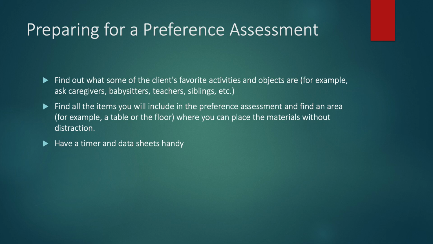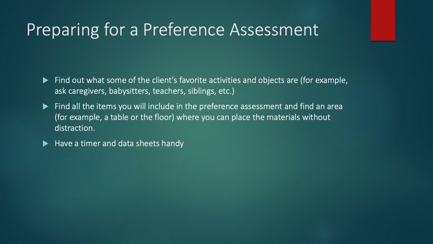So in order to prepare for a preference assessment, you want to find out, whether it be from a caregiver, from a teacher, from a sibling, from a friend, what some preferred activities might be for that particular client so that you can gather a group of stimuli that you want to assess or that you want to test. You're going to basically be exposing your client to these different stimuli, and you're going to try to rank those stimuli based off of preference.